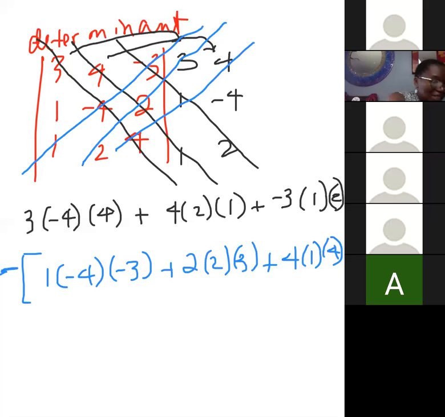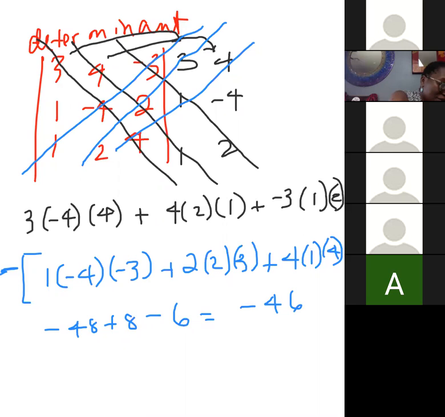So guys, let's look. We multiply here. 3 times 4 is 12. 12 times 4 is 48, so that's -48. 4 times 2 is 8. -3 times 1 times 2 is -6. So that's going to give us -46.